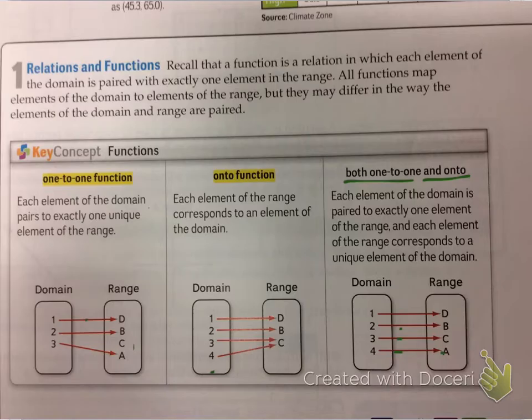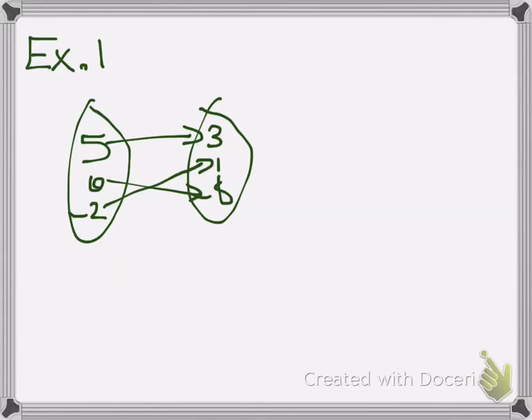Let's go back to that real quick and see why it is both. For one-to-one, each element of the domain pairs to exactly one unique range element. For onto, each element of the range corresponds to an element of the domain. So both is saying that for the domain, it only pairs up to one range element, and backwards, the range only pairs up to one domain element. So that's what that's doing right there.